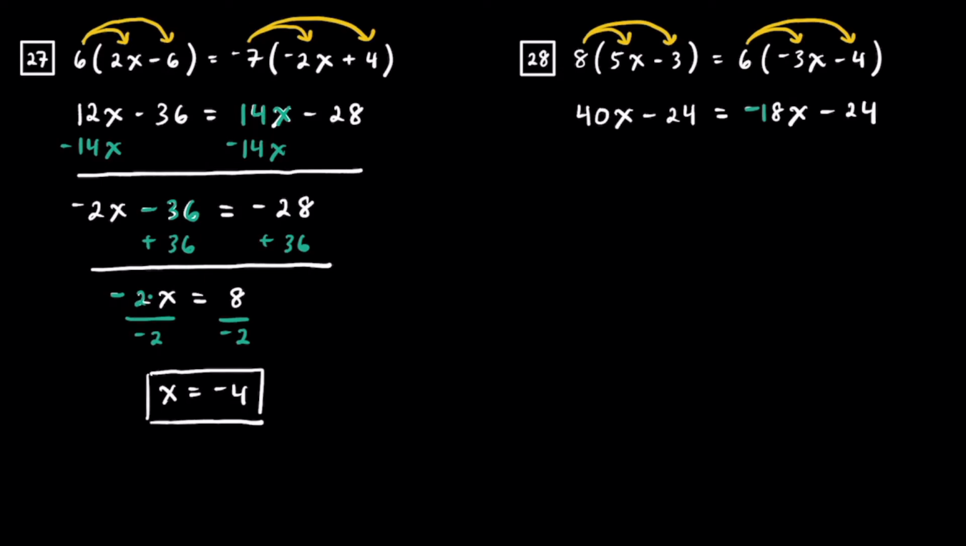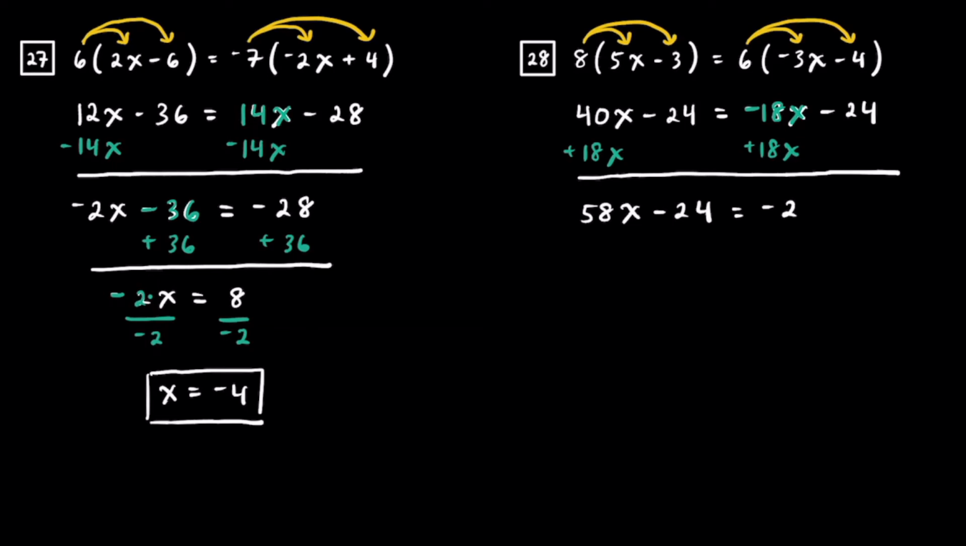To get all the variables to the left side of the equation, let's take this negative 18x and add 18x to the right side, and let's go ahead and do that to the left side as well. So we go ahead and see what's 40 plus 18 on the left. That should equal 58. 58x minus 24 is equal to negative 24.